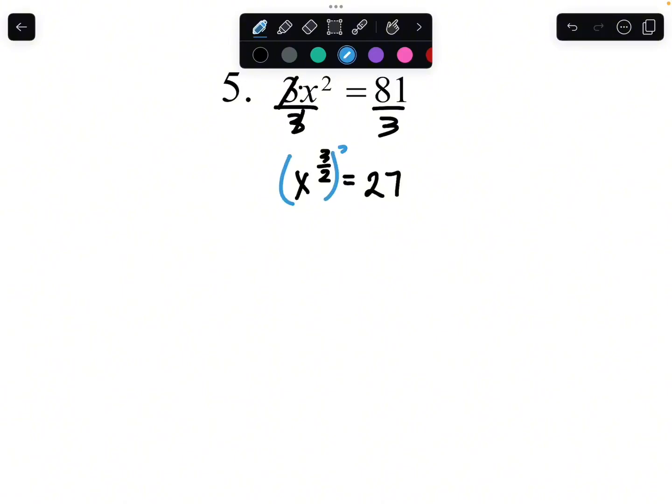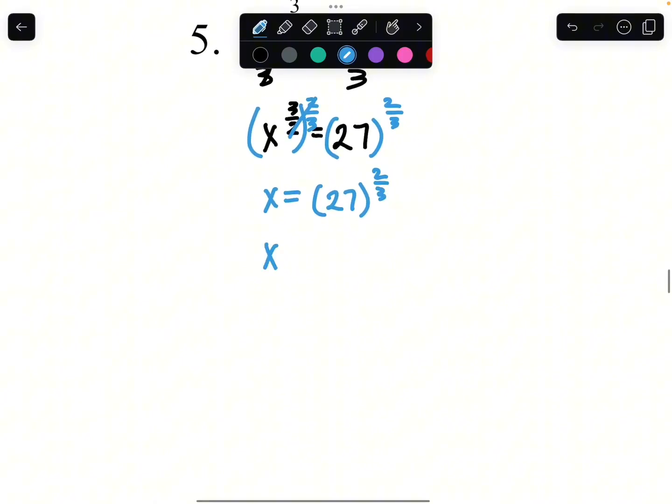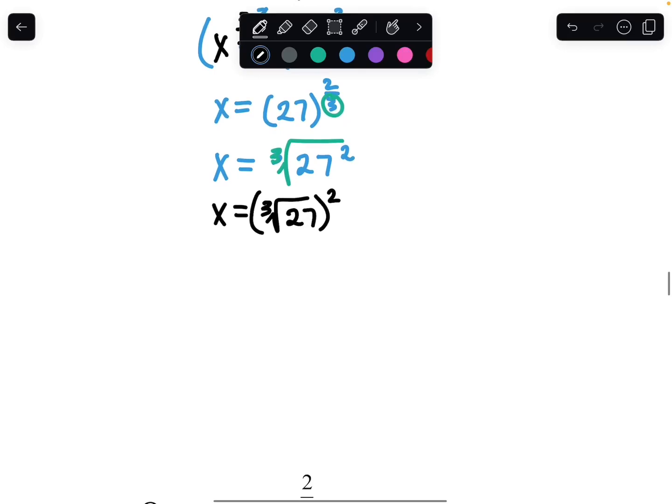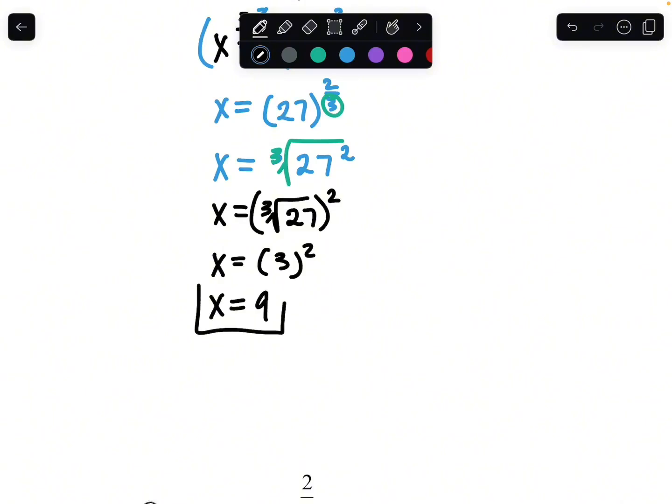Here we're going to raise to the 2/3 power. Then these exponents would multiply to 1 and cancel out. So that leaves me x = 27^(2/3). We need to simplify this, and I think it's helpful to rewrite it in its radical form. This 3 is the root. So it's the cube root of 27 squared. Remember, you can root a number before you raise it to a power. The cube root of 27 is 3, and then squaring it, you get 9.